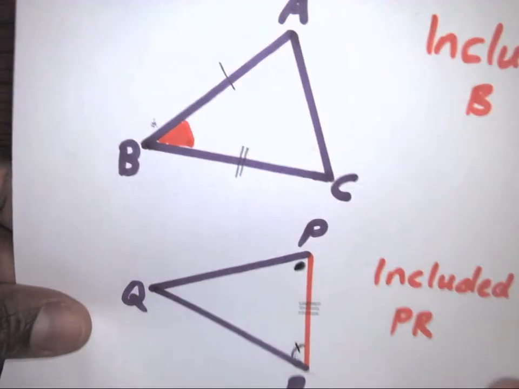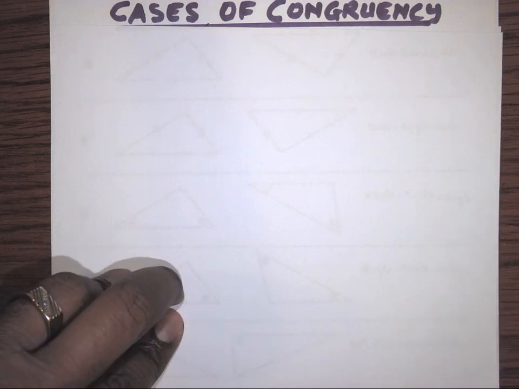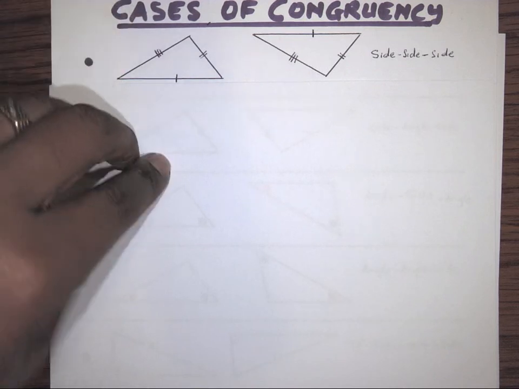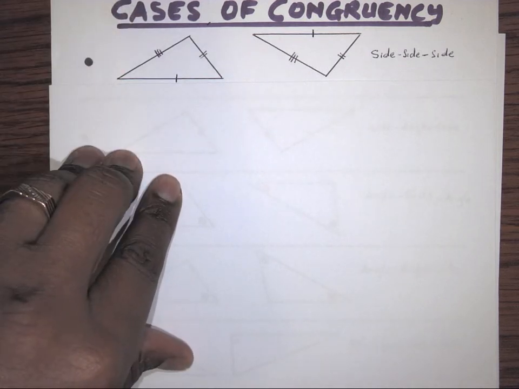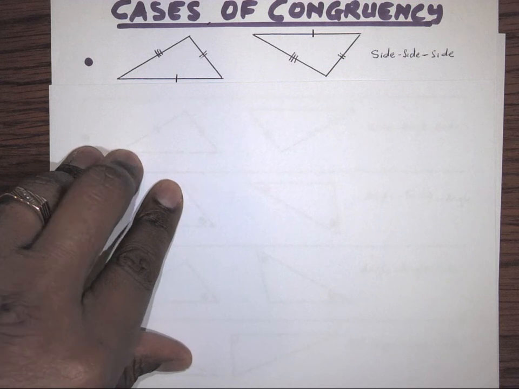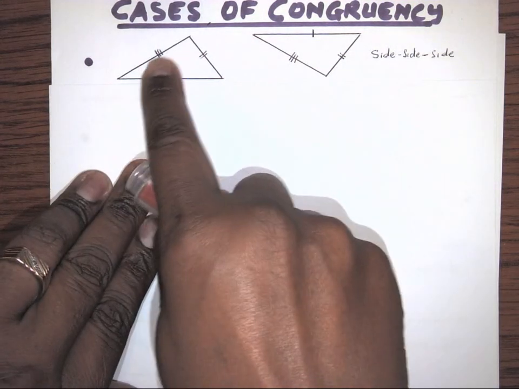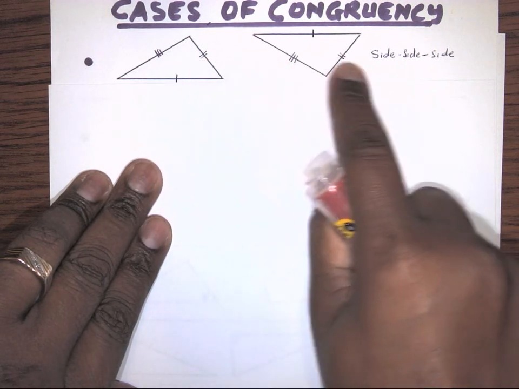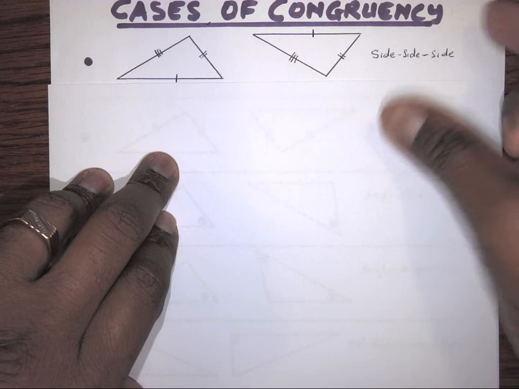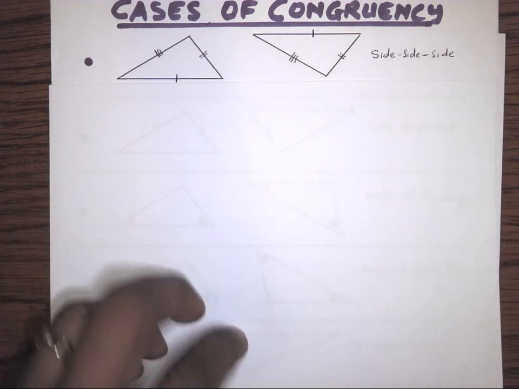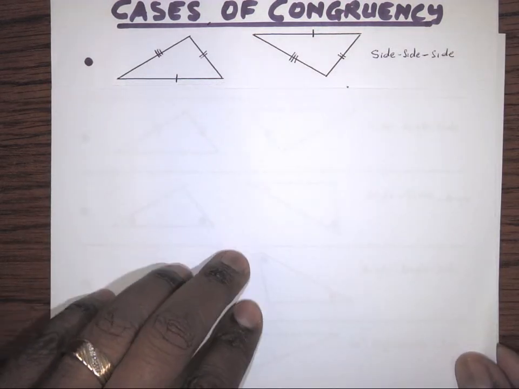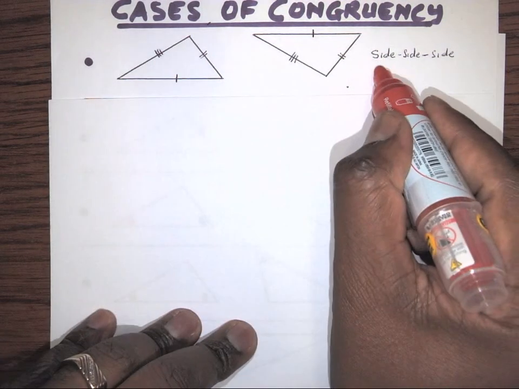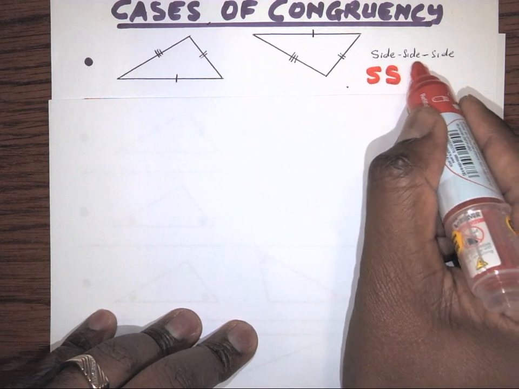Now let's look at the cases of congruency that you might have come across from the previous work. The first one is this case where you might have been given three sides. This side equals that side, and that side equals that side, and that side equals that side. The two triangles were congruent. They were identical. And therefore, we can say the case of congruency is side, side, side.